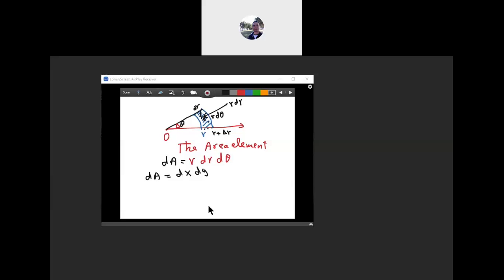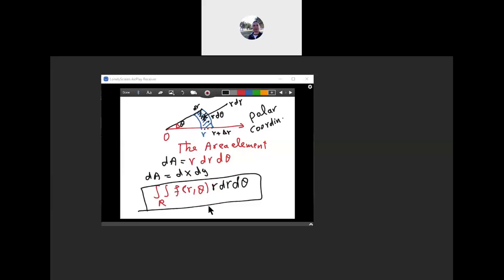So how will you have your integration? Yes, you will have a region, and you have a function of r and theta, and you have the area element, which is fixed this time, r dr d theta. Can it swap? Yes, you can swap, no problem, right? But it depends on the origin you will have. Okay? So this is how the double integral looks over the polar coordinates.